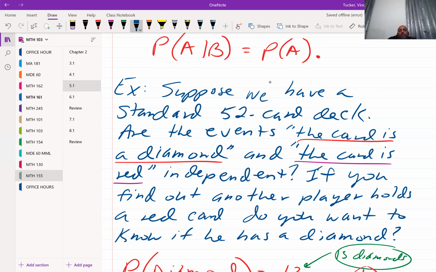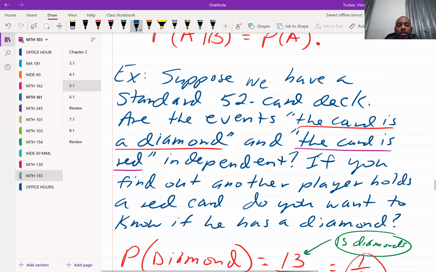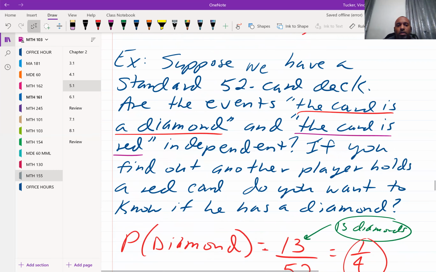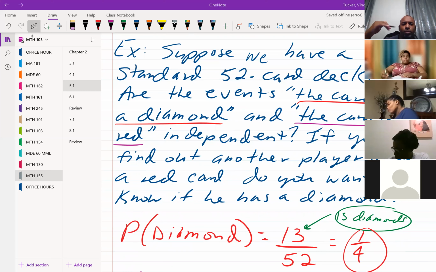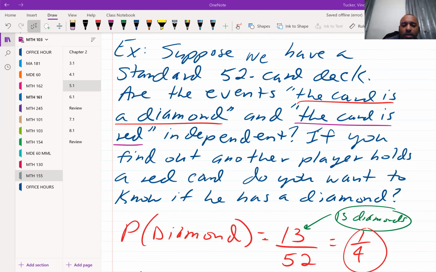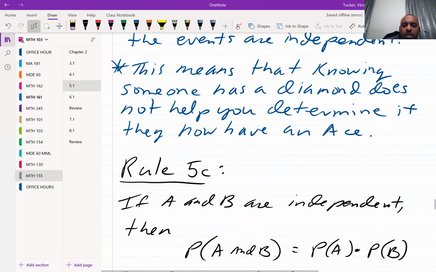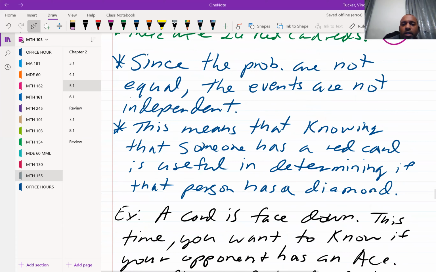Okay, so first question, are the events, the card is a diamond and the card is red, independent? So let me see. Did we talk about cards in here? We never in this class established house rules as far as cards are concerned, right? I didn't think so. Because some people may not play cards. You can't assume everybody's played cards. Hold on one second. Let me see if I wrote it down here. Okay, I must have taken it to another class.